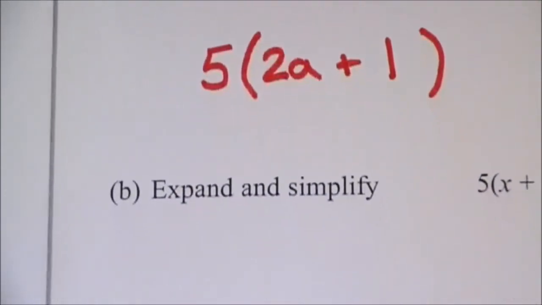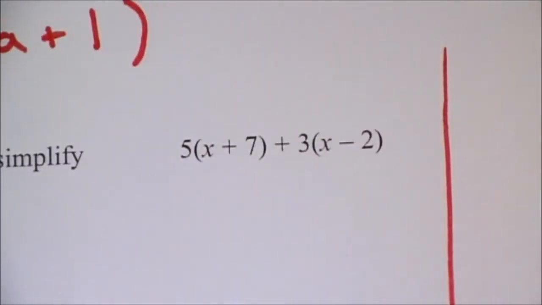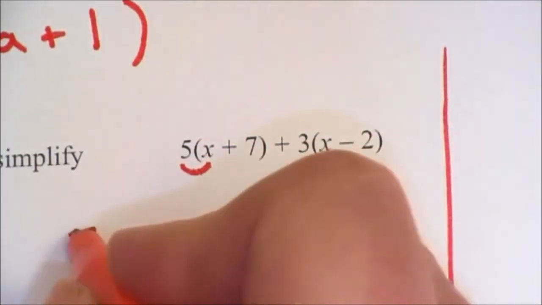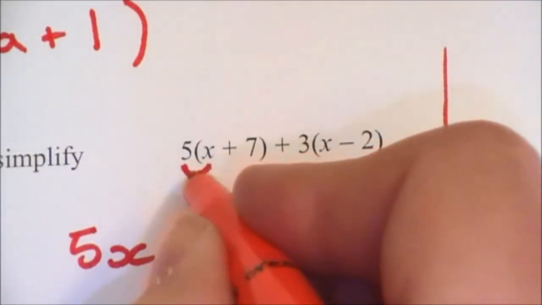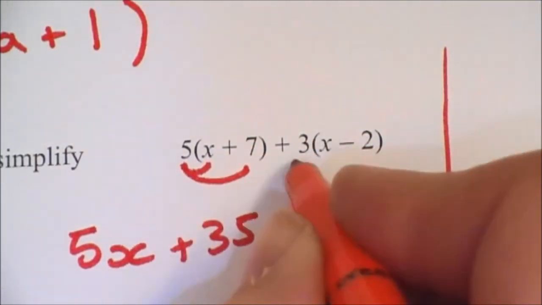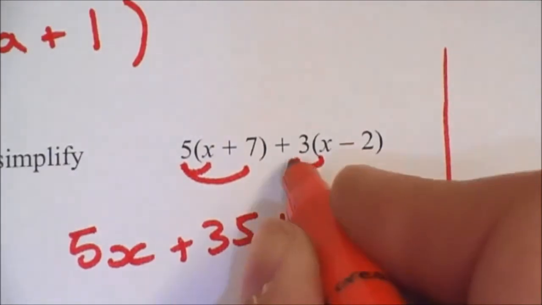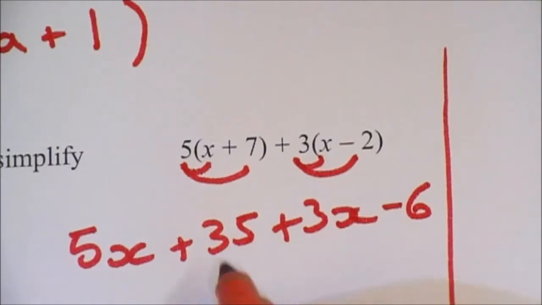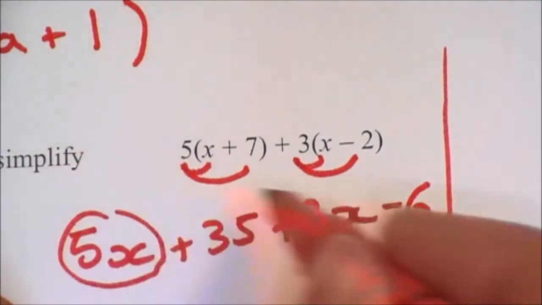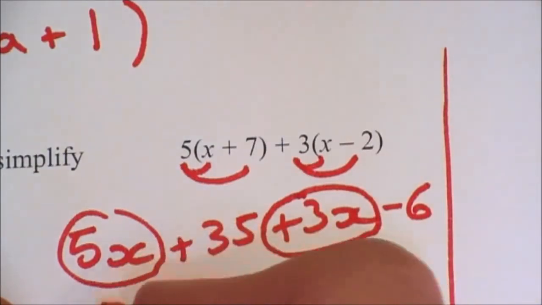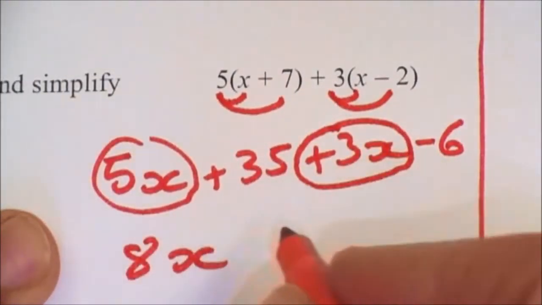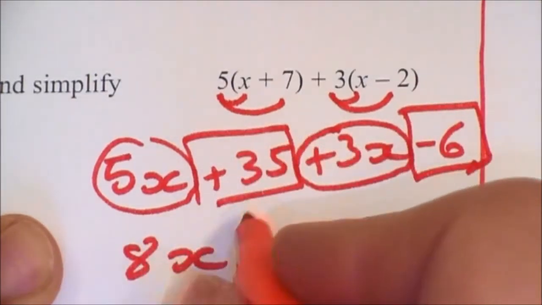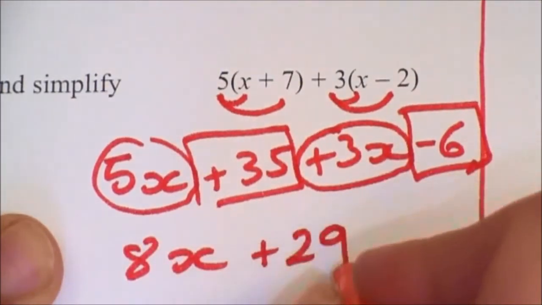That's a 1 marker. For b, we need to expand and simplify these brackets. I always put my lines in because it stops me from getting lost. So 5 times x is 5x. 5 times positive 7 is positive 35. 3 times x is positive 3x. 3 times negative 2 is negative 6. I need to collect my like terms together. I've got a 5x and a positive 3x, so they'll go together to give me 8x. And I've got a plus 35 take away 6 is going to give me positive 29.